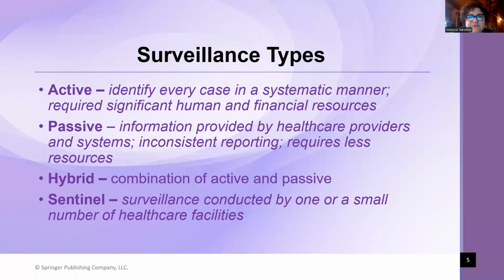There are 4 types of surveillance. Active surveillance is when you identify every case in a systematic manner, and that requires a significant amount of human and financial resources. Passive surveillance is information provided by healthcare providers and systems, but that is often inconsistent, but it does require less financial and human resources. Hybrid is a combination of active and passive surveillance, and sentinel is surveillance conducted by one or a small number of healthcare facilities.